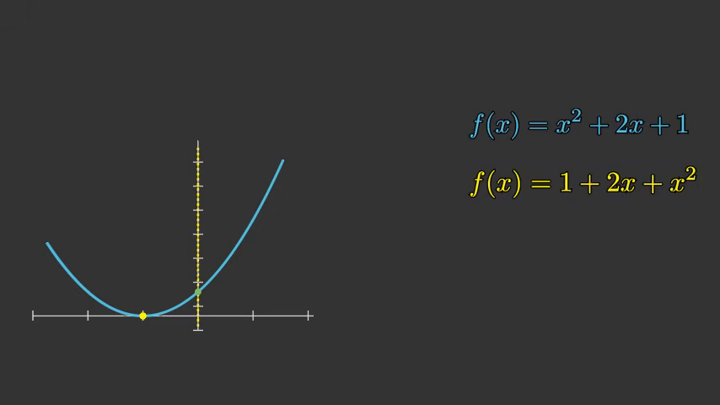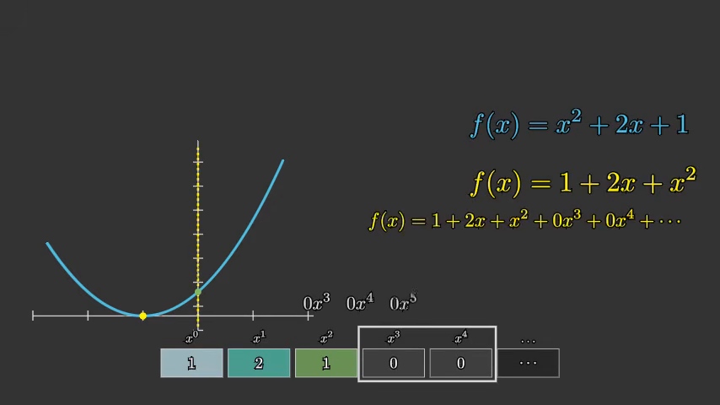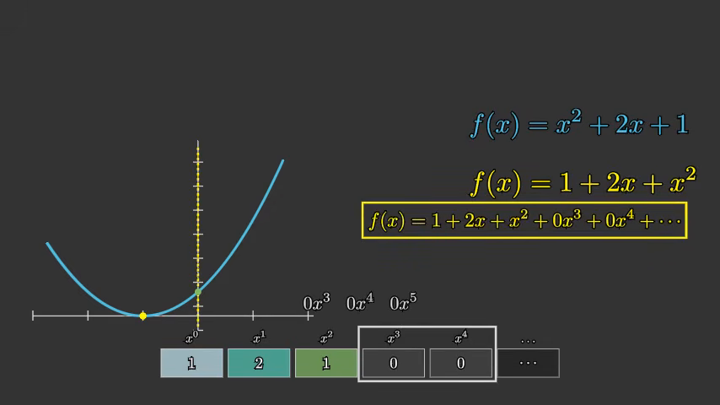Now ask, where would the next powers go? X cubed, x to the fourth, x to the fifth. For this parabola, those coefficients are 0, so we can write the same function as 1 plus 2x plus x squared plus 0x cubed plus 0x to the fourth, and so on. This is the bridge. A polynomial is already a power series. It is a power series that becomes silent after a finite number of terms.